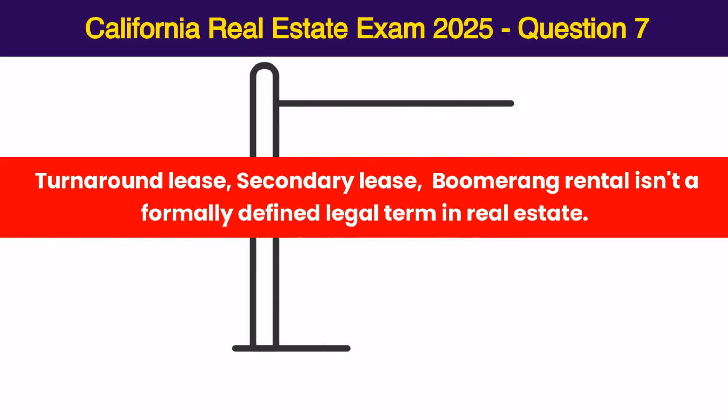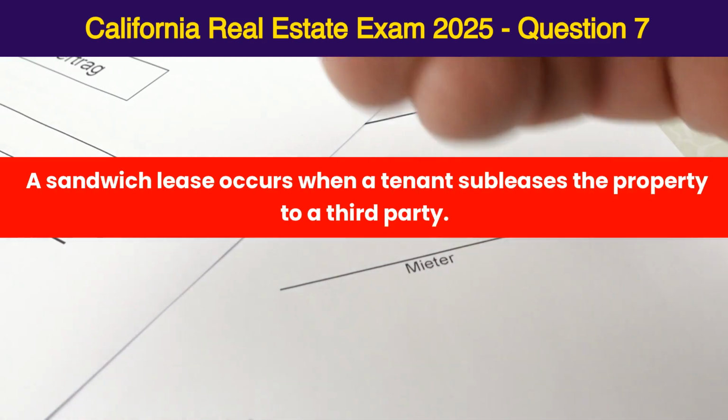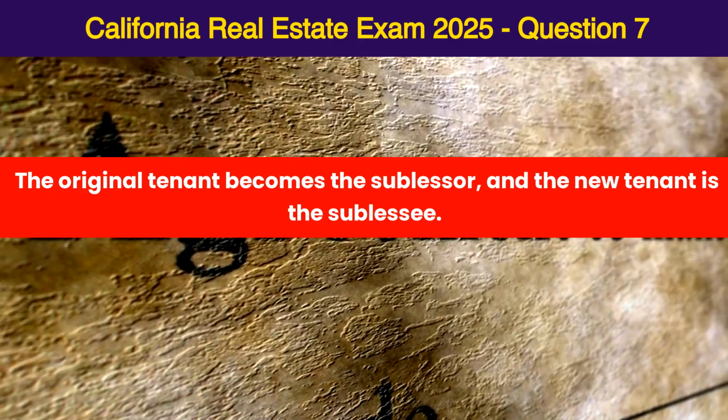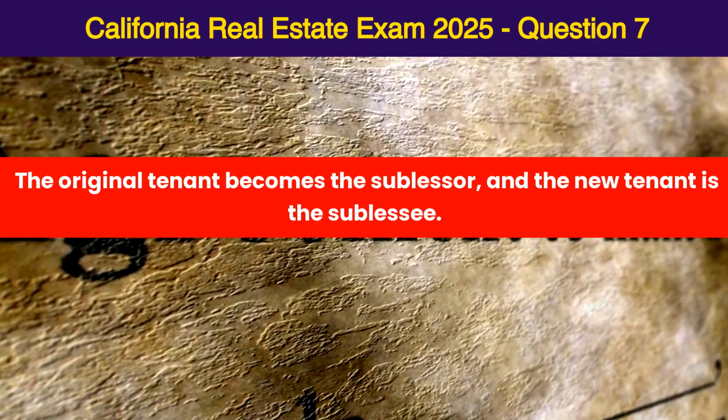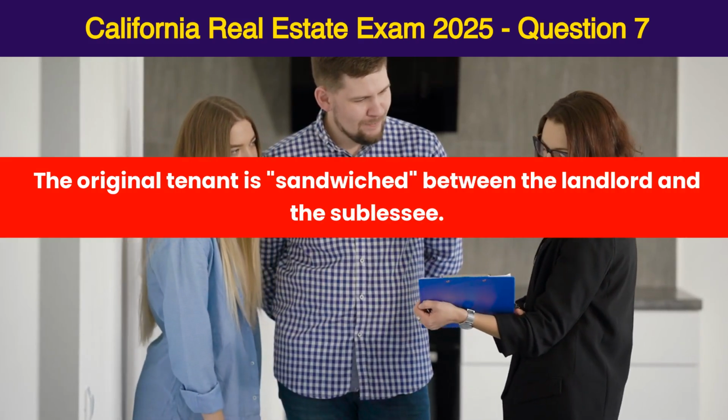Boomerang rental isn't a formally defined legal term in real estate. A sandwich lease occurs when a tenant subleases the property to a third party. The original tenant becomes the sublessor, and the new tenant is the sublessee. The original tenant is sandwiched between the landlord and the sublessee.